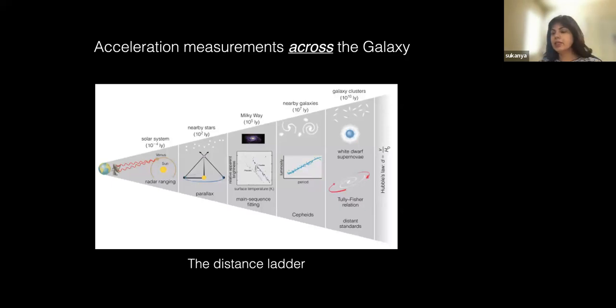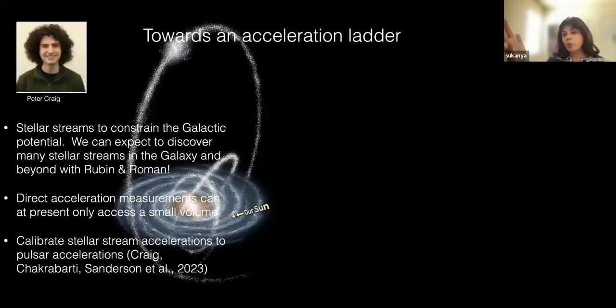Okay, so similarly, we can calibrate indirect measures of the acceleration, let's say from stellar streams that cover a very large portion of the galaxy. You see streams going out to 100 kpc and beyond in the Milky Way and in external galaxies. So we can calibrate the accelerations from stellar streams, these indirect accelerations, to the direct acceleration measurements from pulsar timing. And of course, with Rubin and Roman, we expect to discover many more stellar streams in the galaxy and beyond. So this is a means of trying to go beyond the fairly local measurements that we have at the moment.